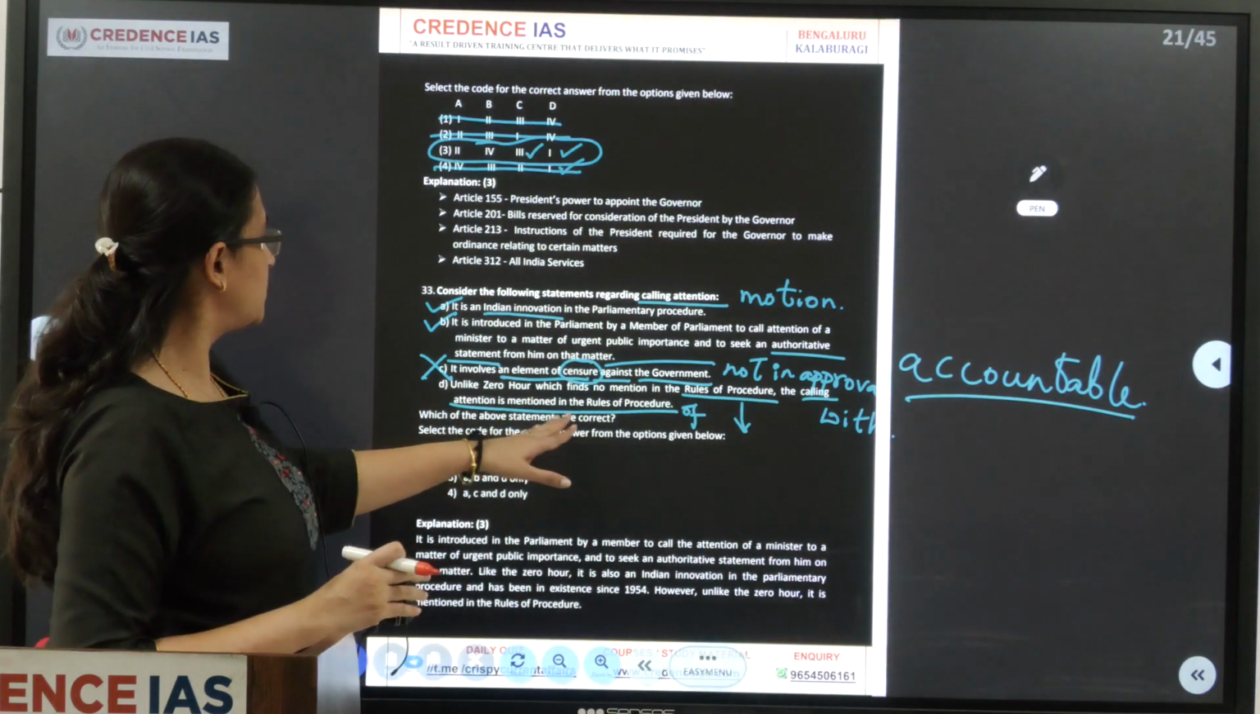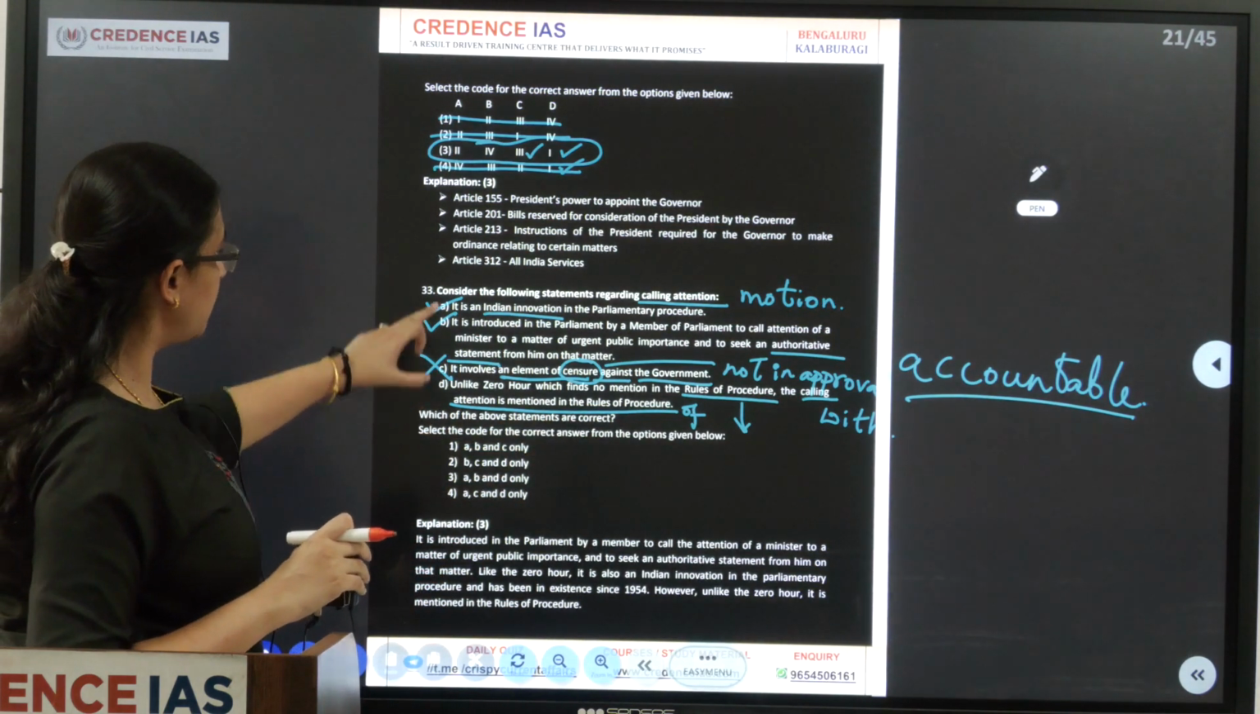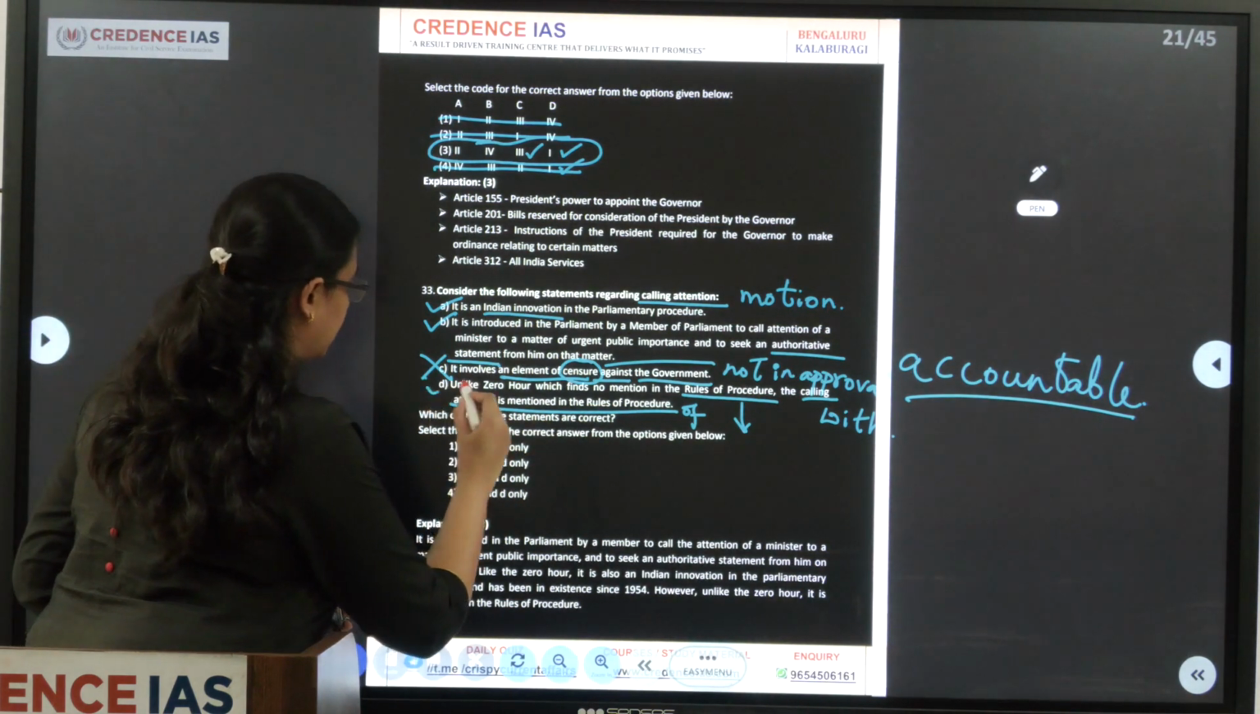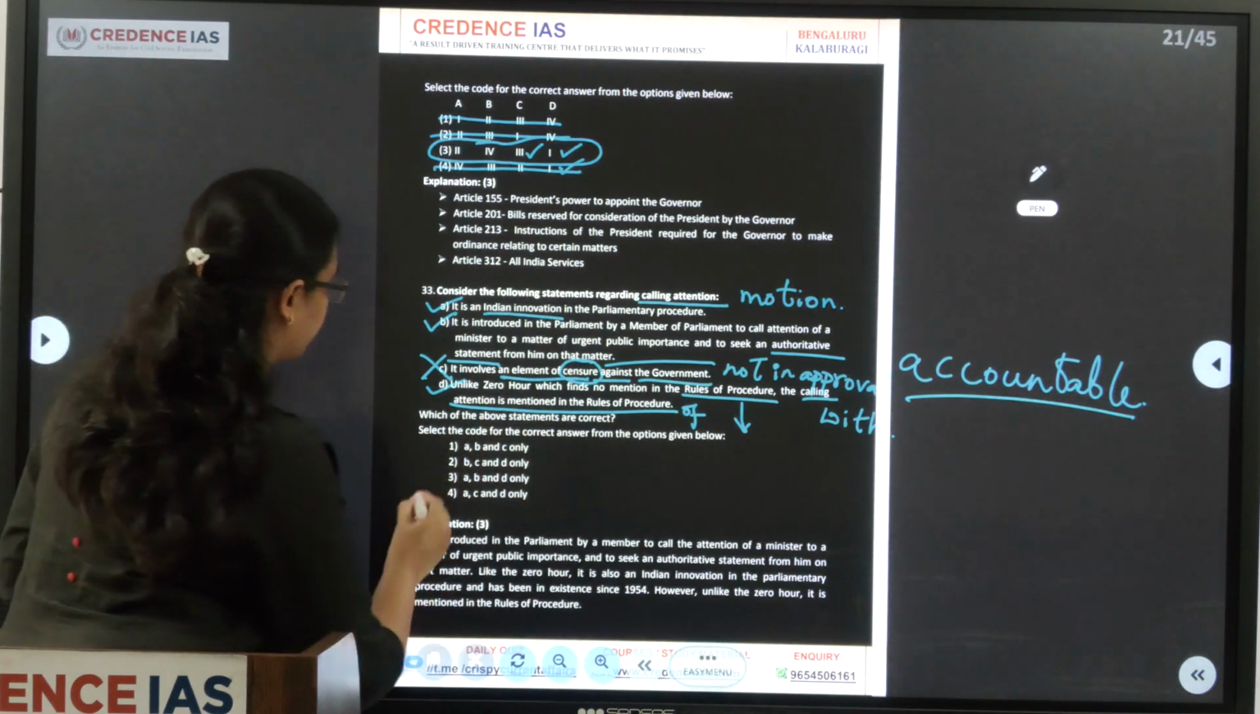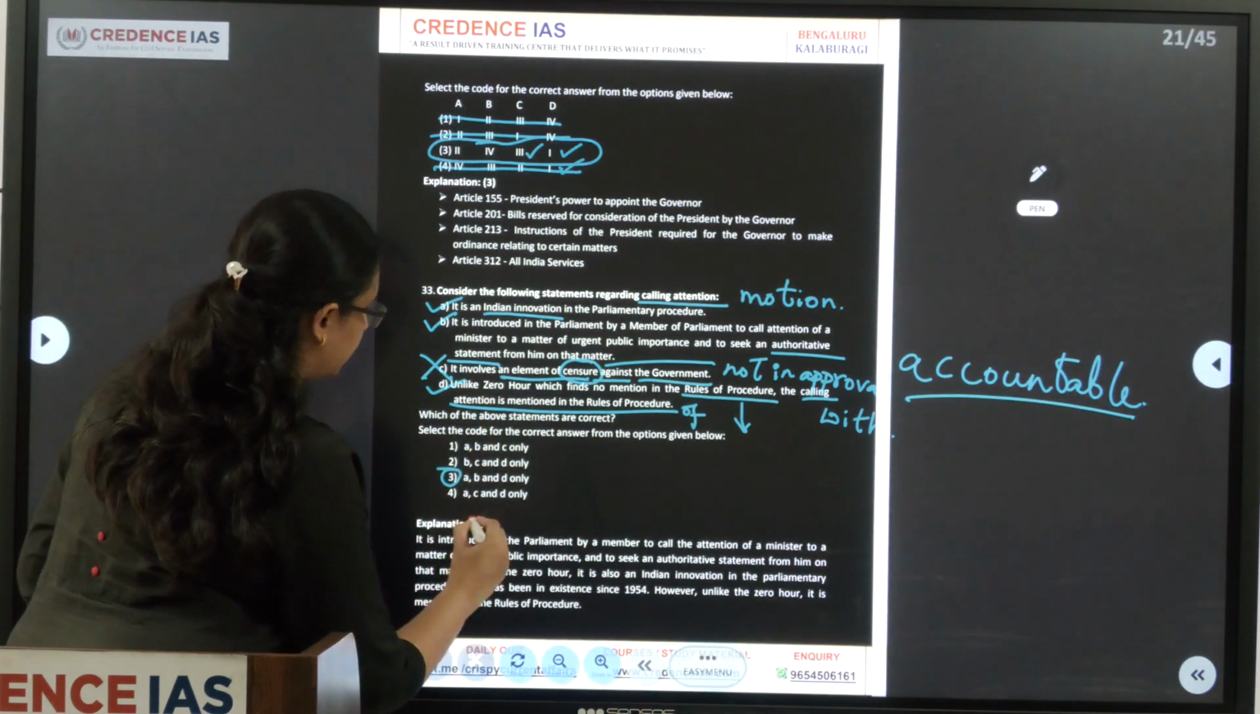Hence, which of the above statements are correct? Except C, all the 3 statements are correct. That is A, B and D. So the correct option is 3.